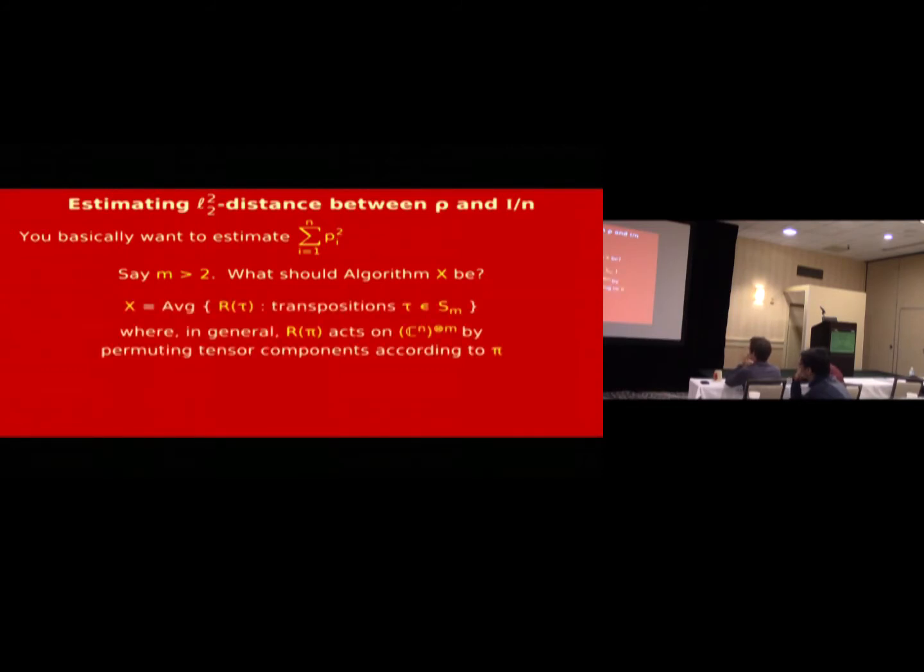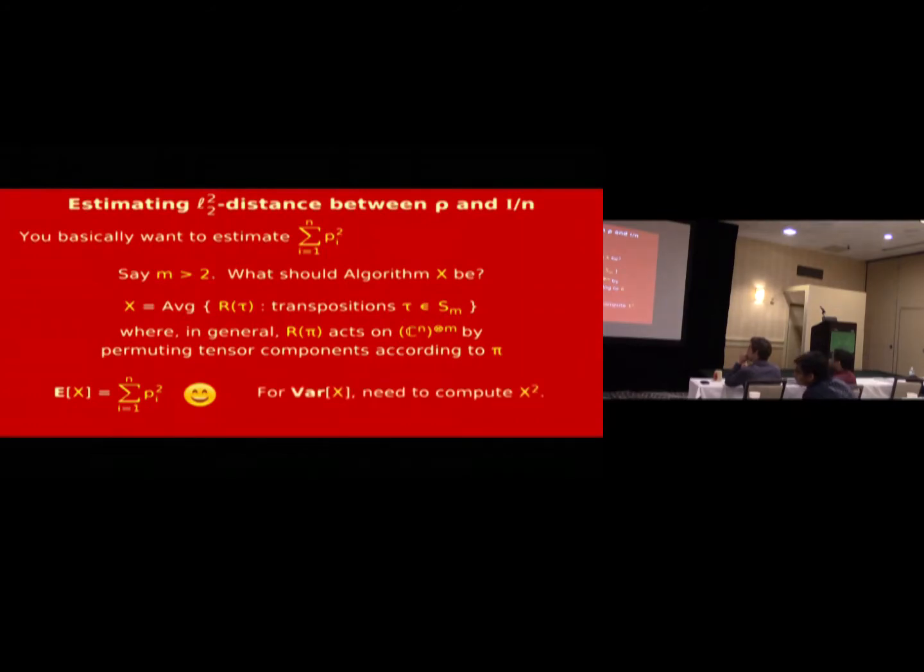We'll literally let x, our algorithm, if you will, be this. Now we have m vectors tensored together, and we're going to average over all pairs of positions, i and j, of the swapping operator. Okay, so I actually introduce some more general notation. If I have some permutation pi on m things, R of pi means the operator on C^n to the m, which permutes the tensor components according to pi. But we're only going to use it here for transpositions. And now the expectation is still sum of pi squared because it's the average of a bunch of things whose expectation is sum of pi squared.